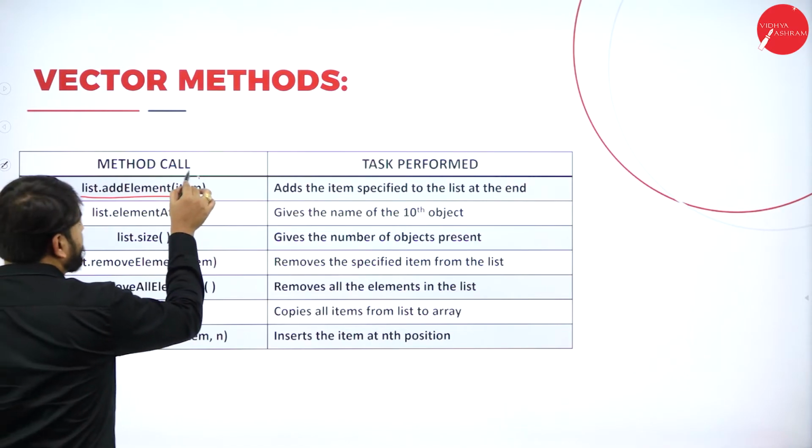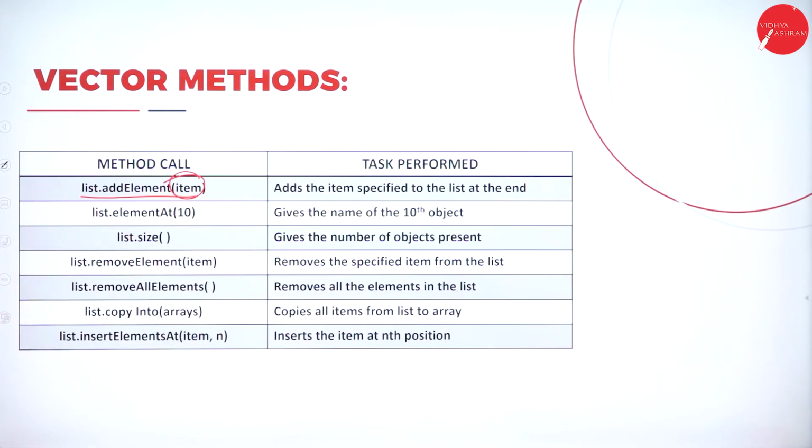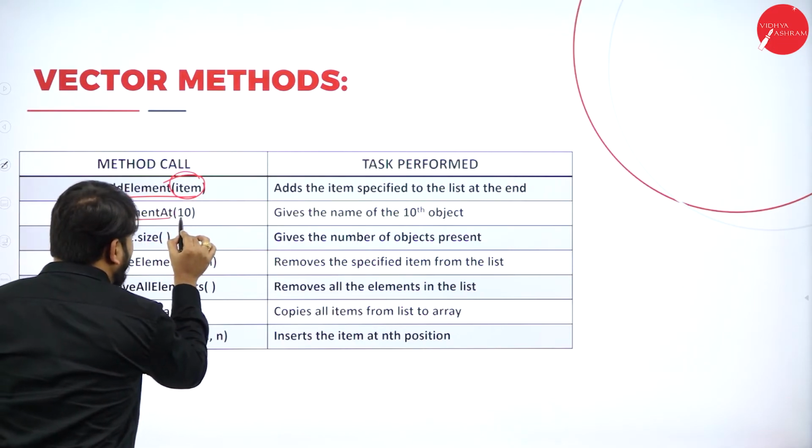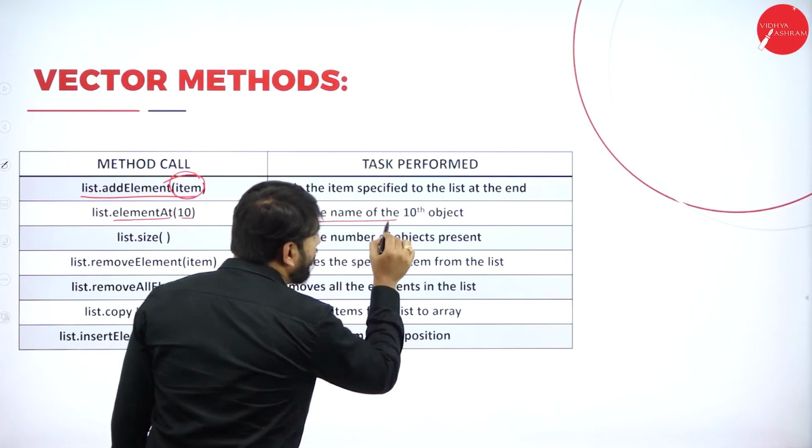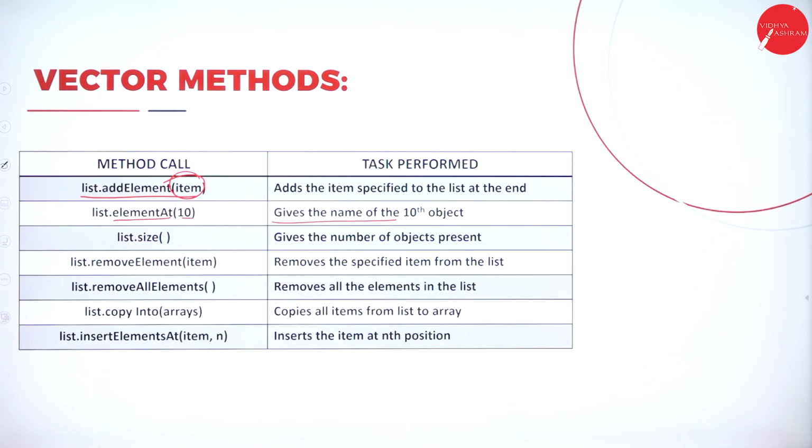So whatever I have specified here, this element will be added to the list. That's what you need to understand. So list dot elementAt. What exactly is it doing? Please understand elementAt: the parameter is 10. So what is the meaning of it? It gives the name of the 10th object. That's what you need to understand. So fine.